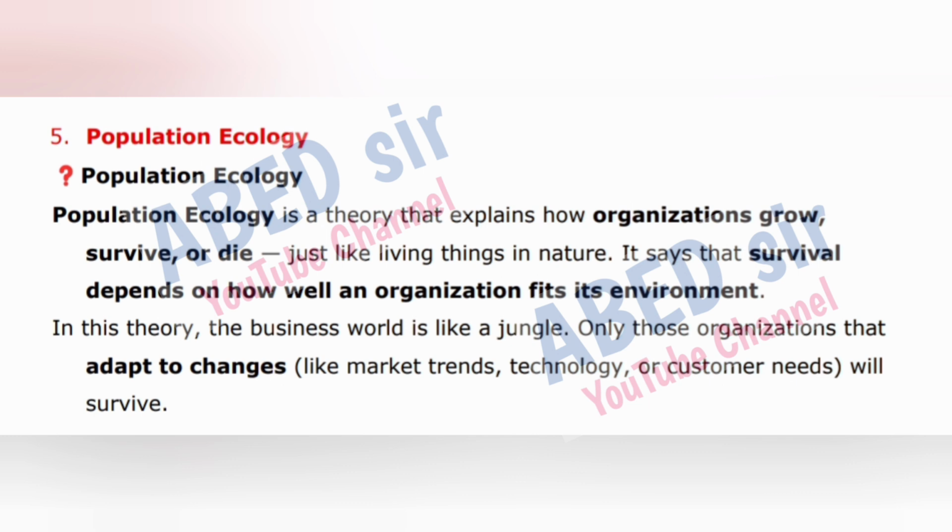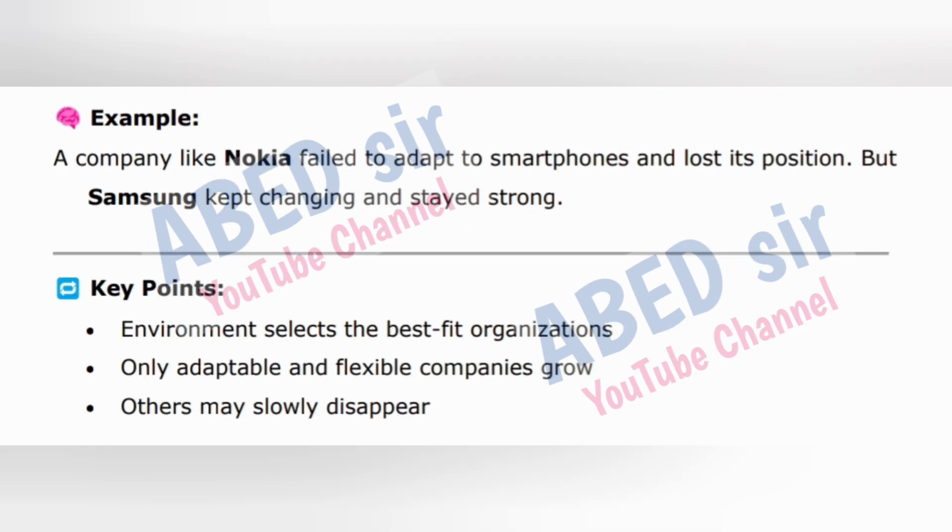Only those organizations that adapt to changes, like market trends, technology, or customer needs, will survive. Example: a company like Nokia failed to adapt to smartphones and lost its position. But Samsung kept changing and stayed strong. Key points: environment selects the best fit organizations.